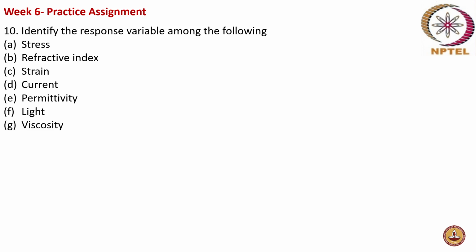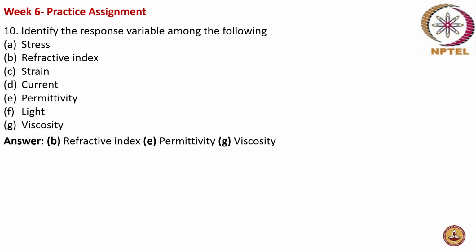Or shall I say the answer? Okay, I'll say the answer. It is refractive index, permittivity, and viscosity. Someone said strain. It might be either an input or output variable, but it is not the response variable. Response variable here means that it is a material property. So refractive index, permittivity, and viscosity are material properties. Are you all able to understand? Yes, ma'am.